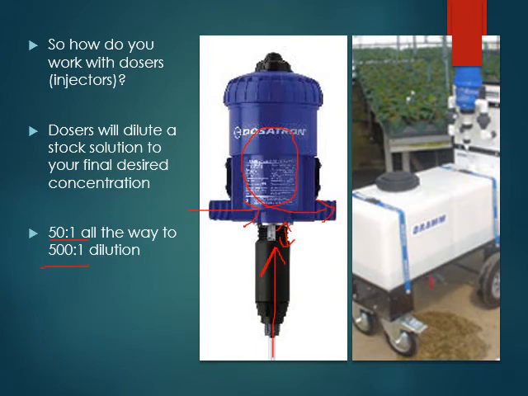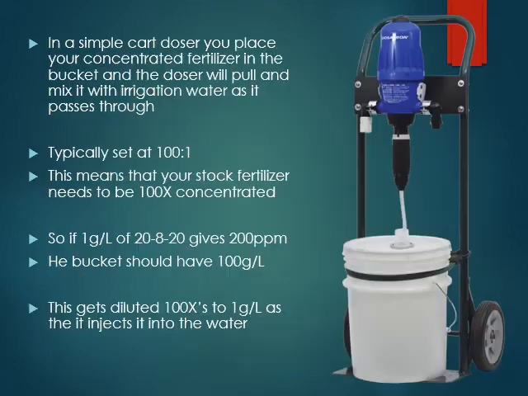Now, obviously, one injector doesn't do it all. They sell injectors that have sort of a useful band of adjustment. It's too hard to have an injector that does everything. So in a simple cart doser, like you see on the right here, you place your concentrated fertilizer in the bucket, and then that gets diluted. Typically, we leave it at 100-to-1. That's the most common setting.